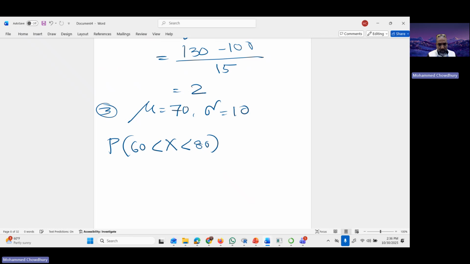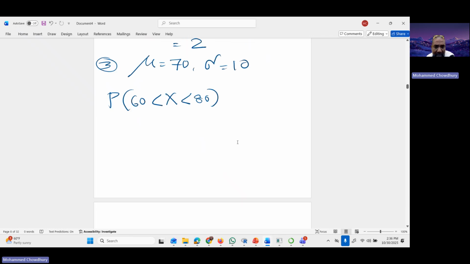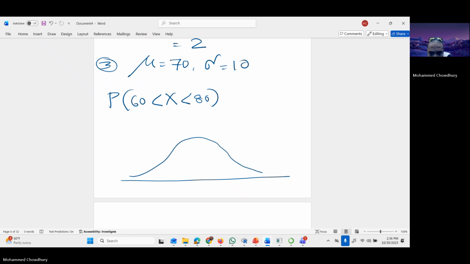Okay. So if someone asks me to draw the graph, I will draw the graph this way. And it has a mean of 70 here. And then they are asking that it ranges from 60 to 80. Like this, 60 to 80.